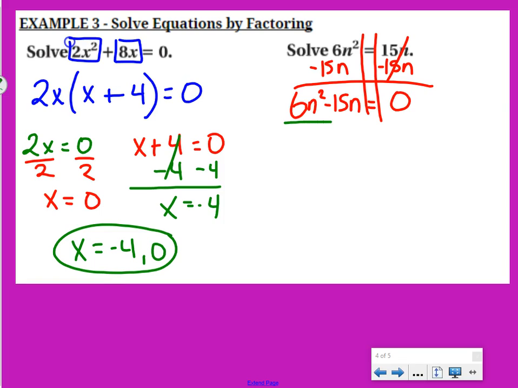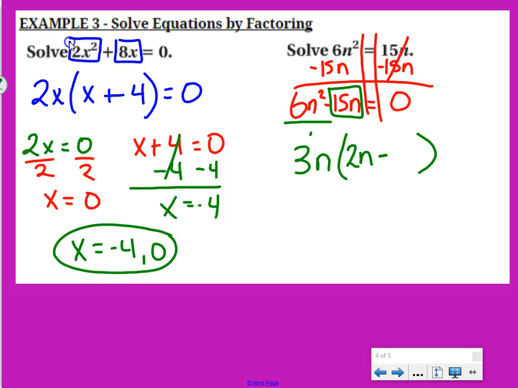What can we take out of 6n squared and 15n? Start with your numbers. We can take out a 3 from both. And from n squared and n, we can take out at least one n, because they both have one n, the first one just has two n's. So we can take out 3n. And then what do we have left? From 6n squared, we have a 2 to make 6 and another n to make the n squared.